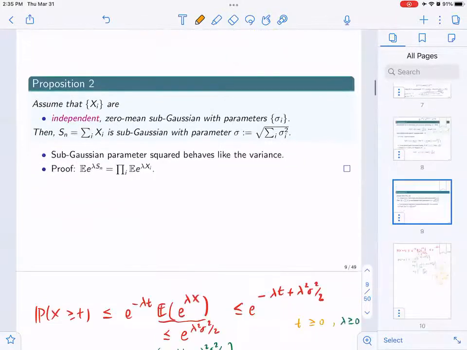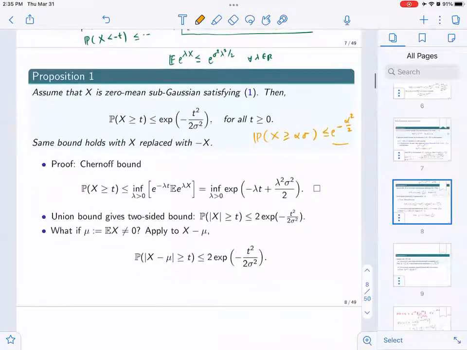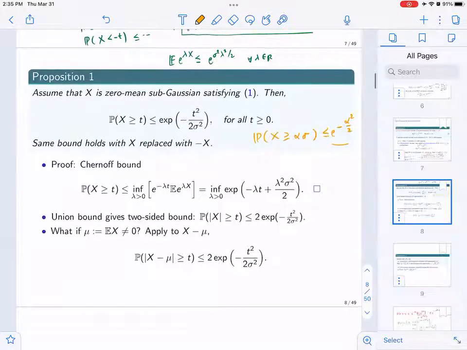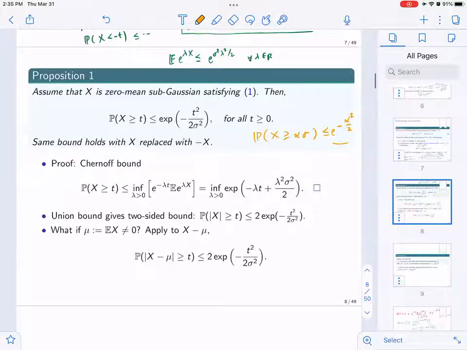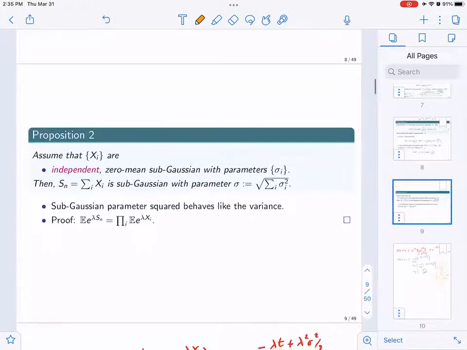Okay, but this has a better use, which is to apply it to sums of independent subgaussian random variables. Okay, and this is what is key. So if the xi's are independent, zero mean, and subgaussian with parameter sigma i, then the summation is going to be subgaussian with parameter sigma, which is just the root of the sum of the squares of the sigma i's. Okay, that's the key result that makes it interesting.